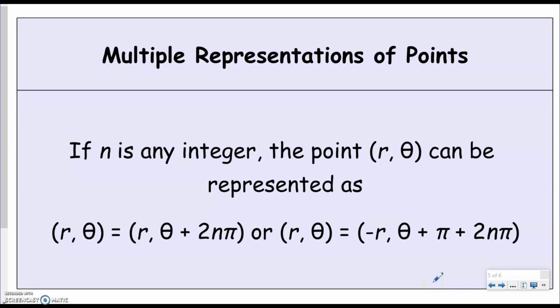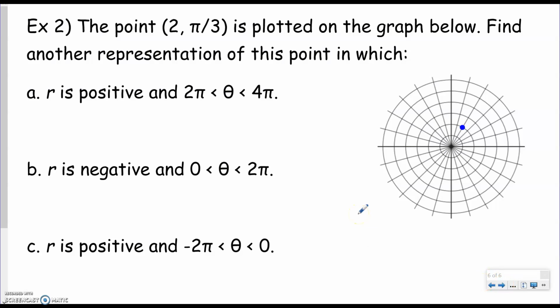There are also different ways to find the same point, so multiple representations. We can either add 2n pi to our theta, or we could change the sign of r and add pi plus 2n pi. So what you're going to find here is there's a point that you are given, and they want to know another representation of the point. Okay, so if this point is at, let's see, 1, 2, 3. So this is pi over 3. So the point right now is 2, pi over 3, which we are given.